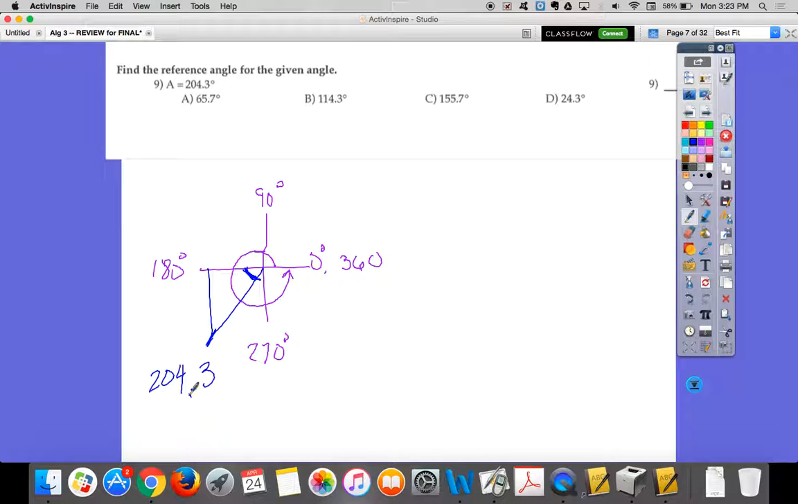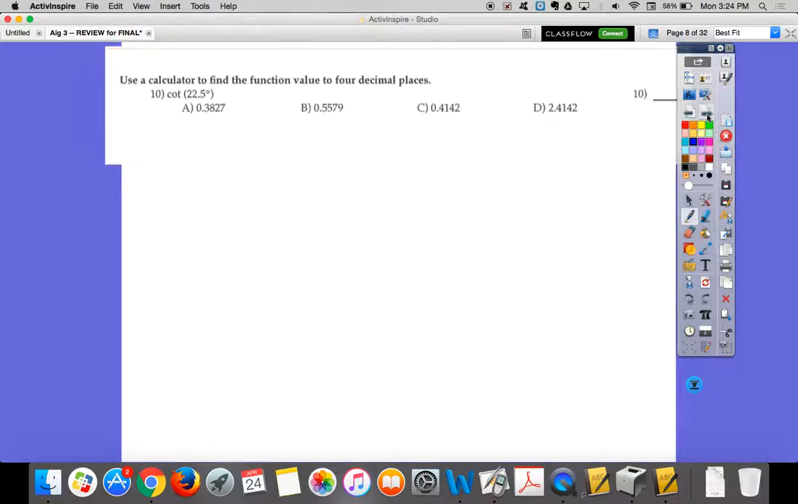So we need to type 204.3 minus 180. And that's going to give us our reference angle. So this little angle in here is 24.3. It's always going to be the large number minus the small, and you always, always, always draw it back to the x-axis. The other thing is reference angles are always less than 90. So C and B are not viable options to start with.